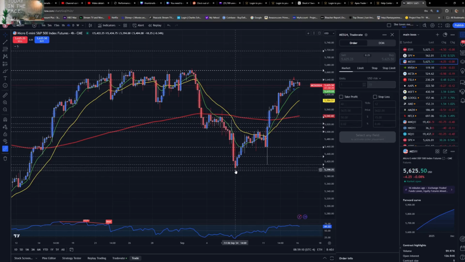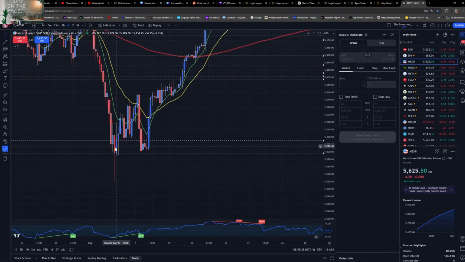You touch the demand zone right here, and that is one of the differences between a supply and a demand. In the supply zone, you might touch it a lot. In the demand zone, usually you wick down to it, maybe touch it 1 or 2 times, and then you take off to the upside because of how aggressive the falls are to get to the demand zones in the first place.